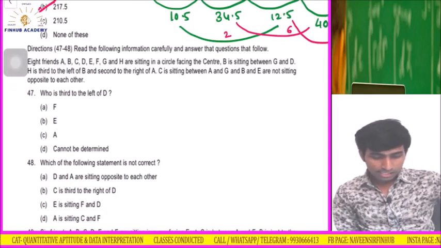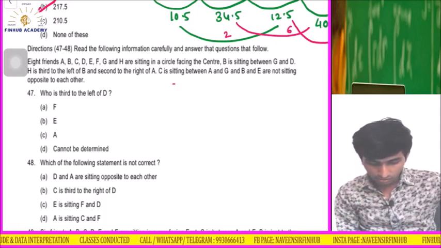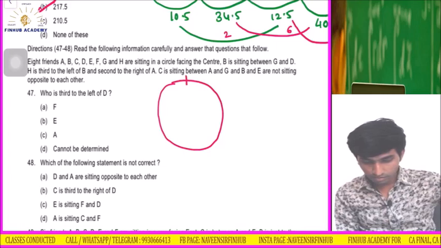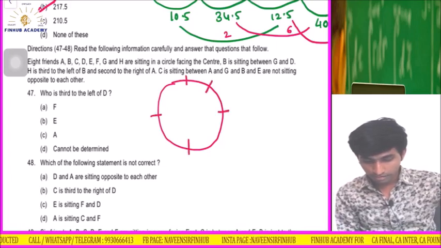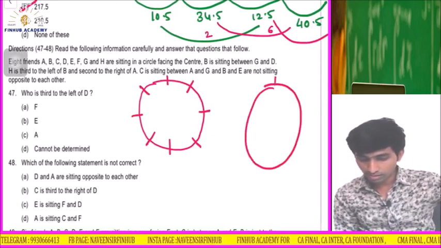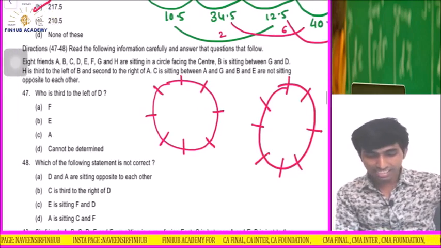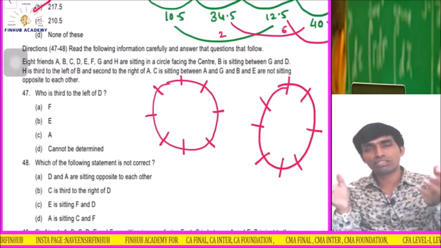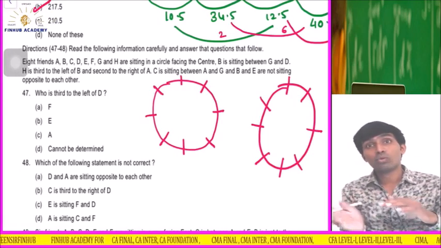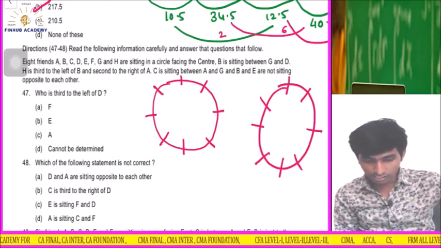8 friends A, B, C, D, E, F, G and H are sitting in a circle facing the center. Okay, they are all sitting and facing the center. 1, 2, 3, 4, 5, 6, 7, 8. Generally, we used to take two circles. Let us place them, because they will say that someone is between someone. So we don't know at that time who is on which side. Everyone is looking inside.